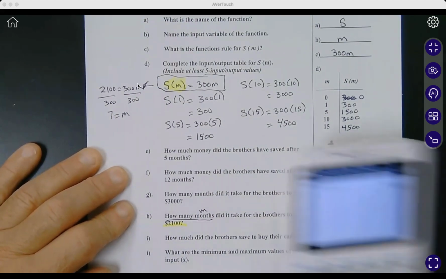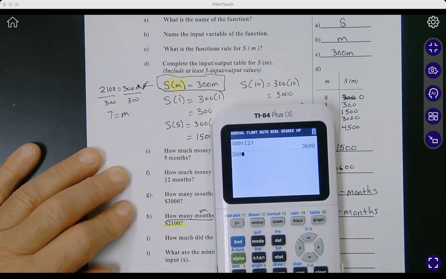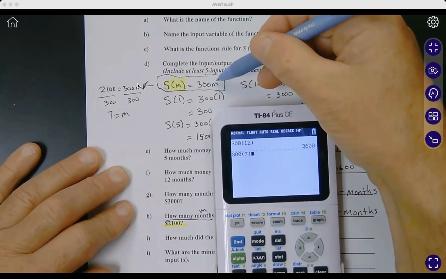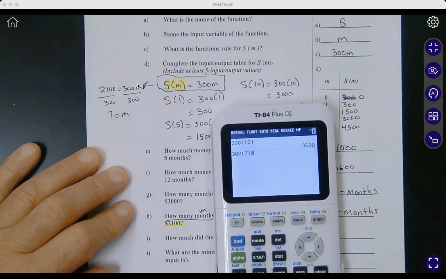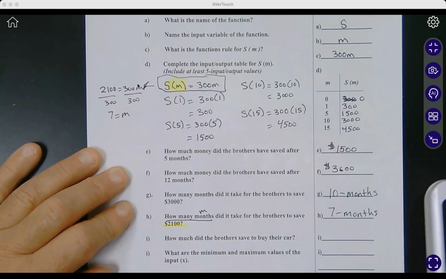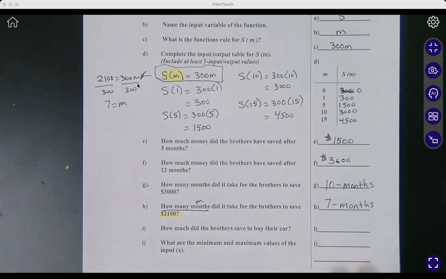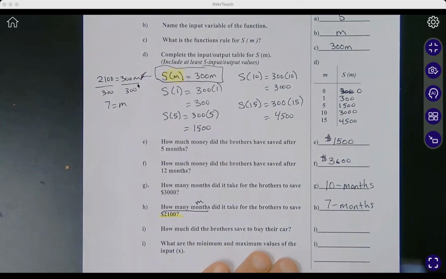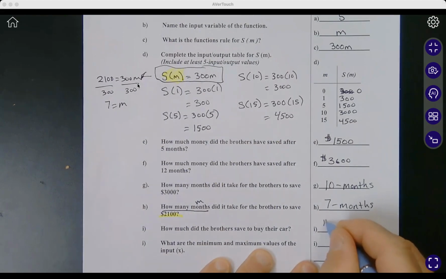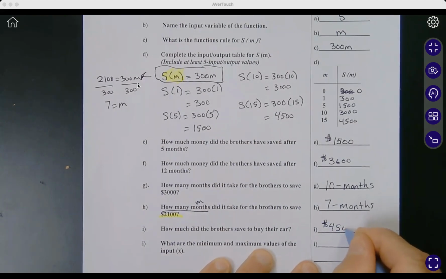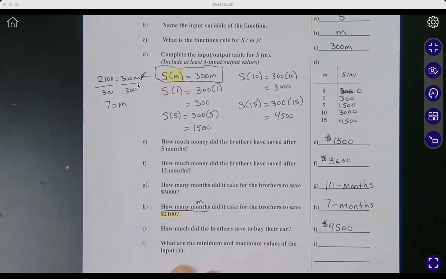I'm going to check that answer real quick, because if it's correct, I should be able to substitute 7 in the input value and get that output of 2,100. And I do. So we're good. How much did the brothers save to buy their car? Well, they only saved for 15 months. That's what we know. So after 15 months, they had $4,500.